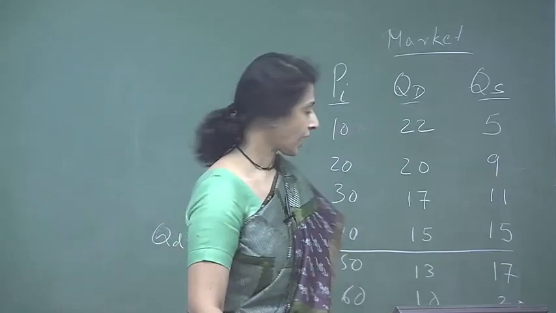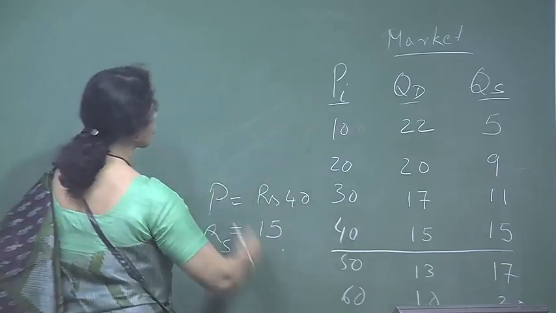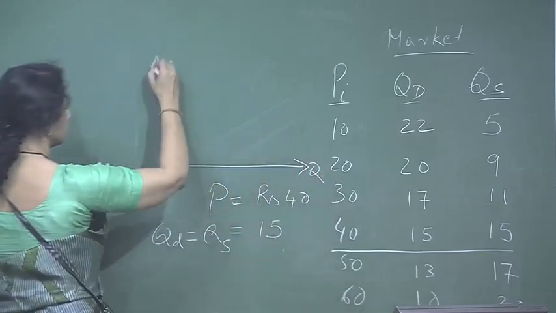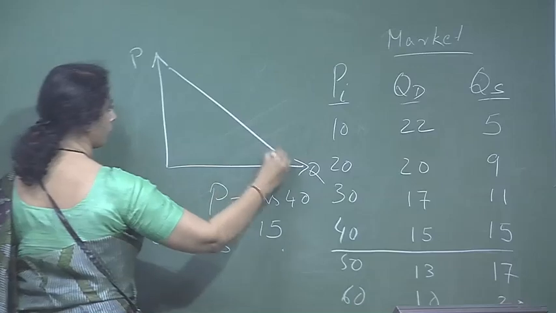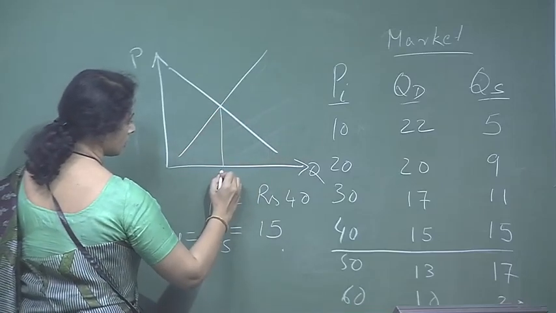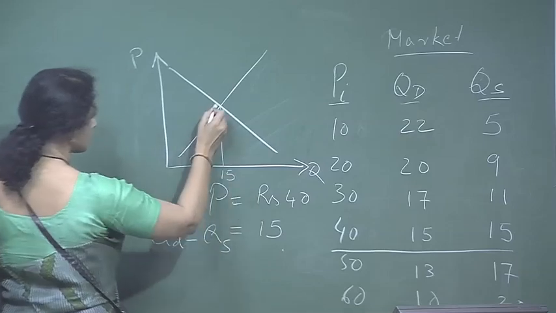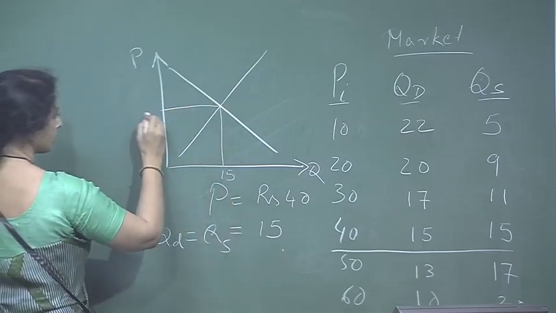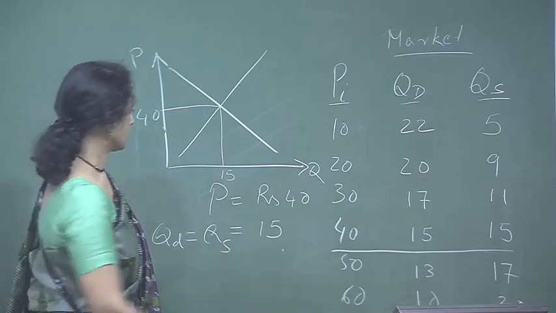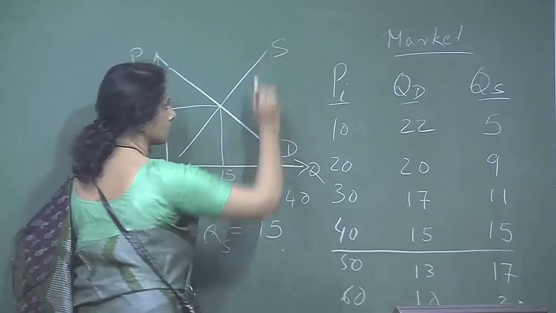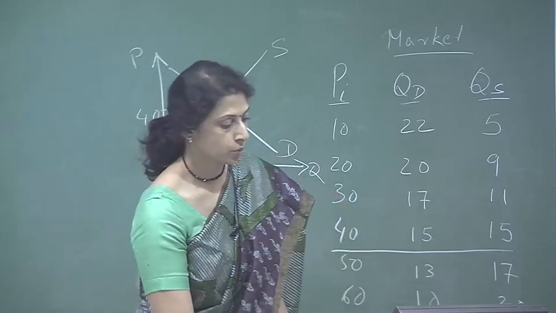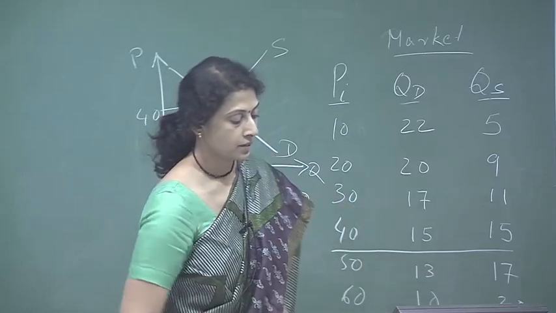So this is the point: 15,000 kgs of ice cream supplied and demanded at a price of 40 rupees. This is the demand curve, this is the supply curve. So this is the market equilibrium which we get.